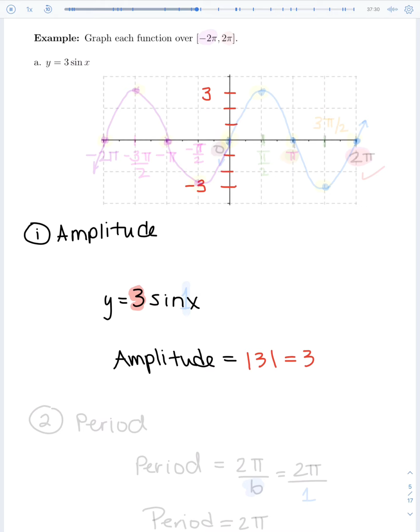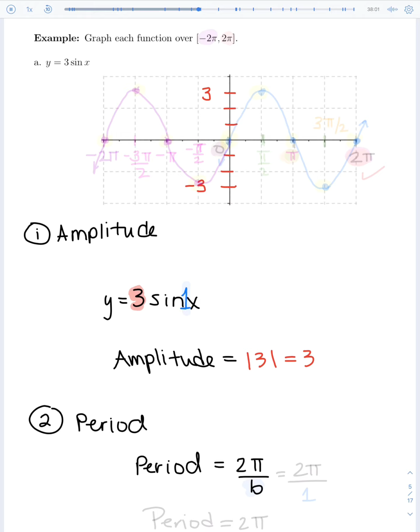All right. The next thing we need to focus in on is what is our period of our graph. Well, let's see. Our period of our graph, remember the period formula? The period formula is 2 pi over b. And remember, the b is whatever number's out in front of the x.